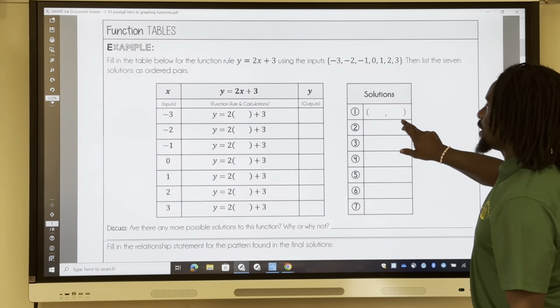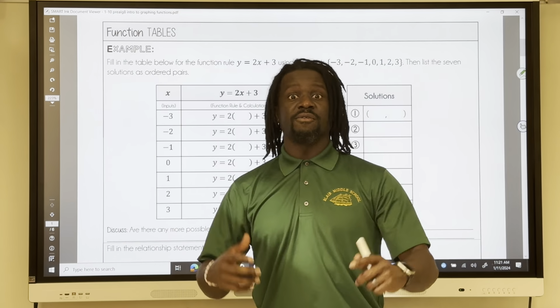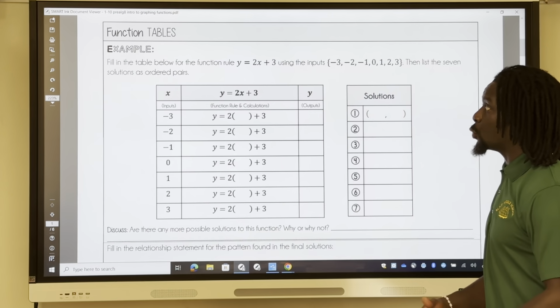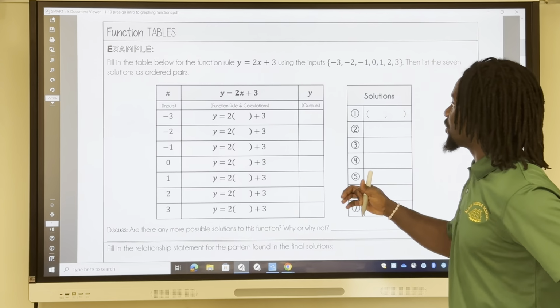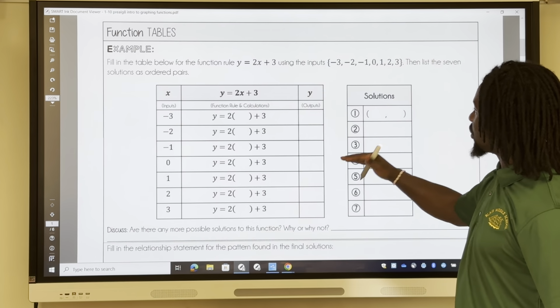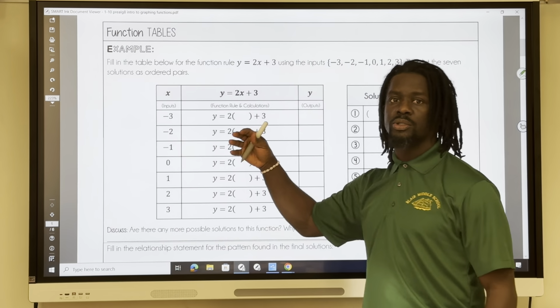All right. Now, for the rest of the lesson, we're going to look at function tables. What this function table does is it shows the rule or the pattern.